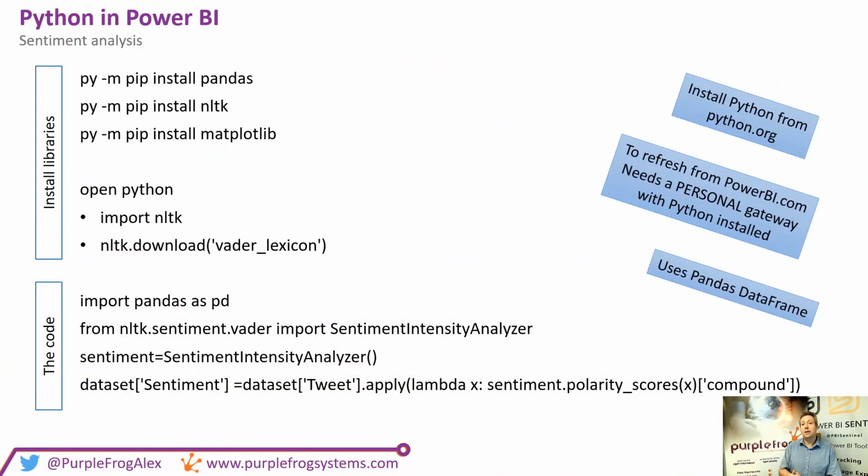Just to go over some details of Python if you want to have a play with that. You can install Python from python.org. You need to install the personal gateway on the machine with Python installed and then interface everything with the pandas data frame. To install the libraries that I just used, we're using pandas, NLTK and matplotlib. And then we're downloading the Vader lexicon, and the four lines at the end are the code that I used to do the sentiment analysis.